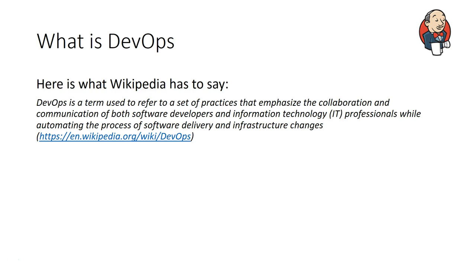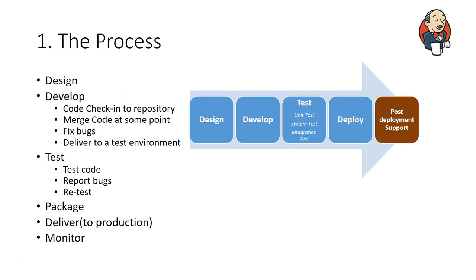Now, that's quite a mouthful. Let's break it down. First, let's take a look at the process in a standard IT project. It consists of several phases: the design phase, the development phase, the testing phase, the deployment phase, and finally followed by the post-deployment support. The design phase is when architects prepare the overall solution and hand it over to the development team. In the development phase, the development team understands the solution and implements it.